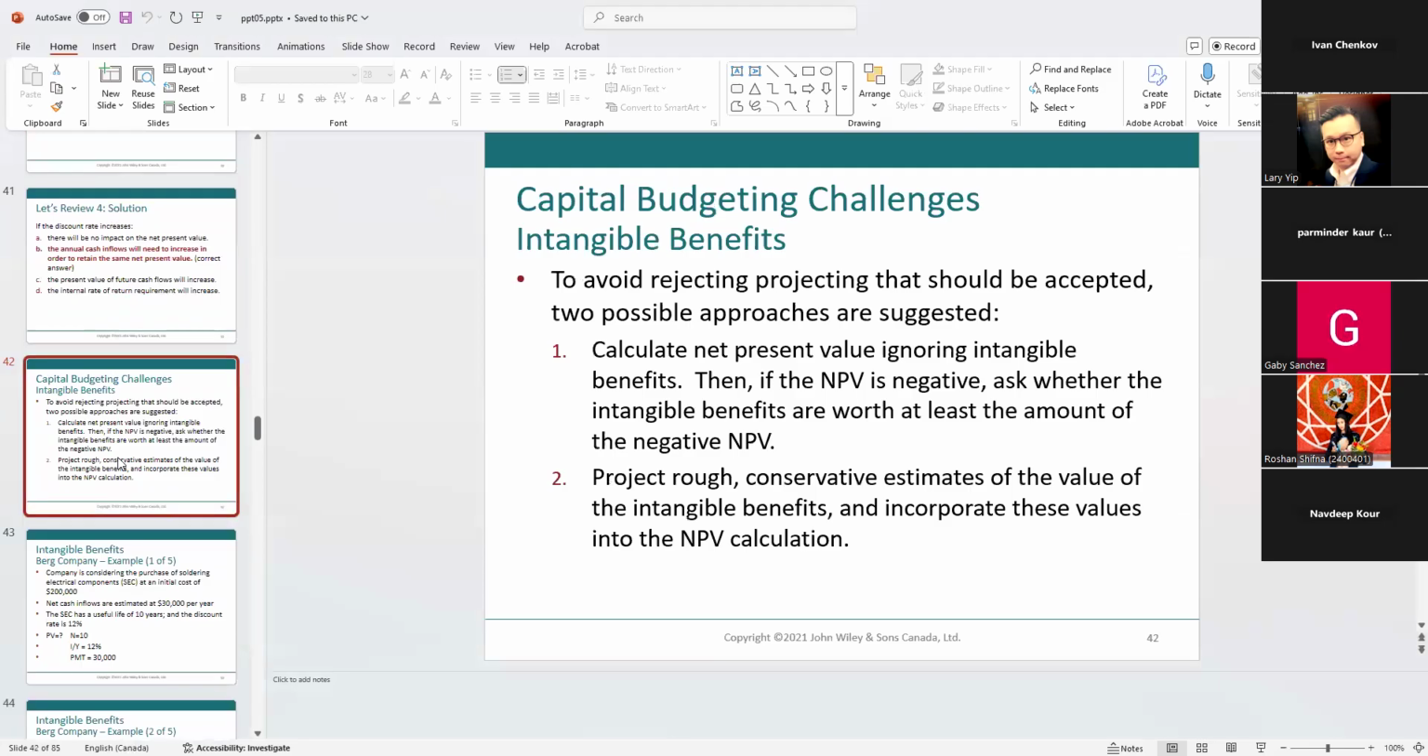Now, what we're going to do is look at intangible benefits. Which are the intangible benefits? To avoid rejecting the project, we have two possible approaches. First one is to calculate the net present value, ignoring the intangible benefits. Then, if the net present value is negative, ask whether the intangible benefits are worth at least the amount of the negative present value. Conservative estimates on the value of intangible benefits can also be applied.